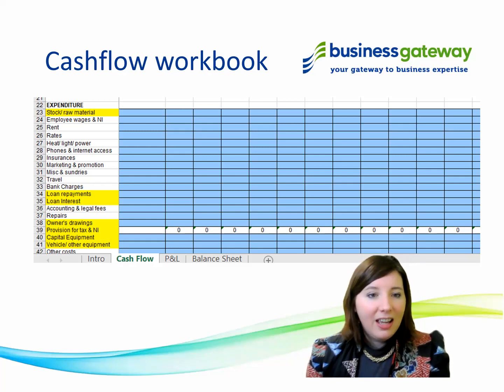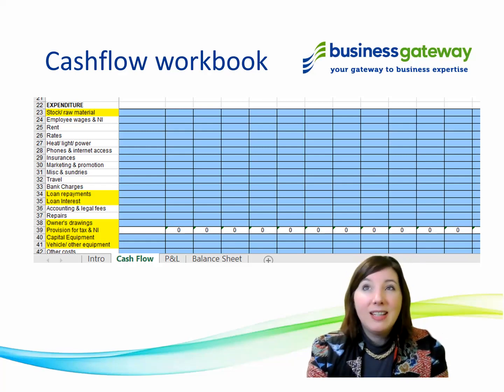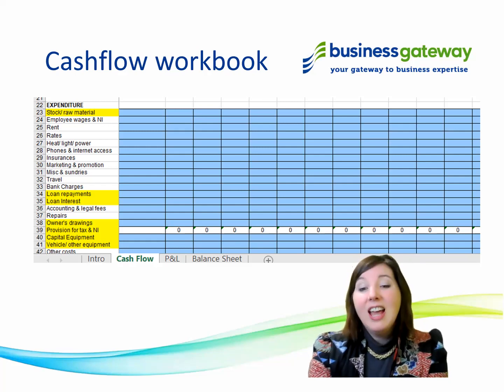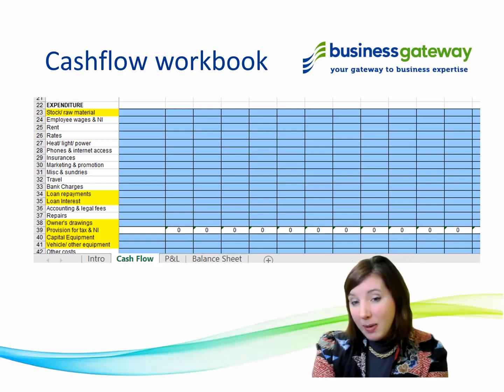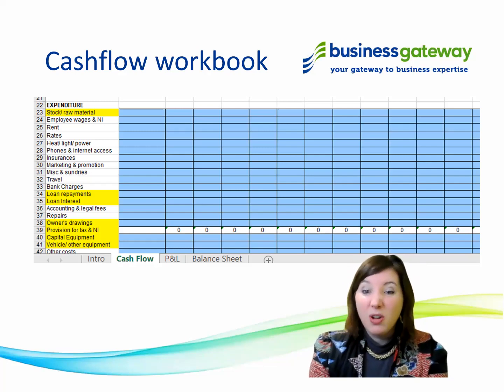The next heading is marketing and promotion, and that covers all sorts of different things. It covers your website, it covers any sort of email marketing packages that you've got. It might also cover signage. It could also cover printing of business cards, postcards, things you use to promote your business. And you can go and get some quotes for those kinds of things.